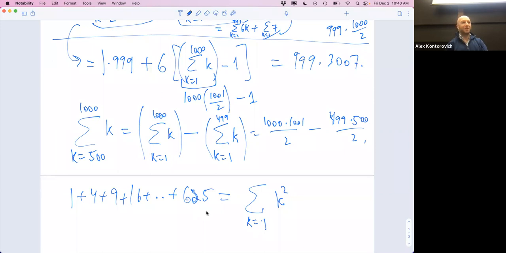What's the square root of 625? 25, as k goes from 1 to 25.